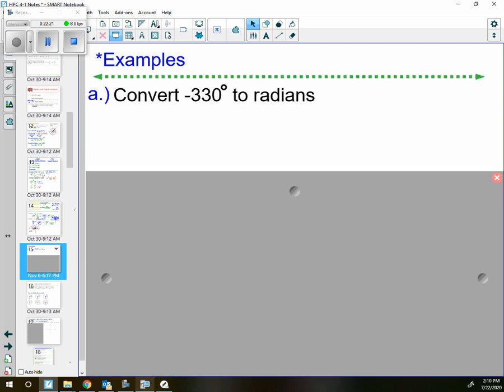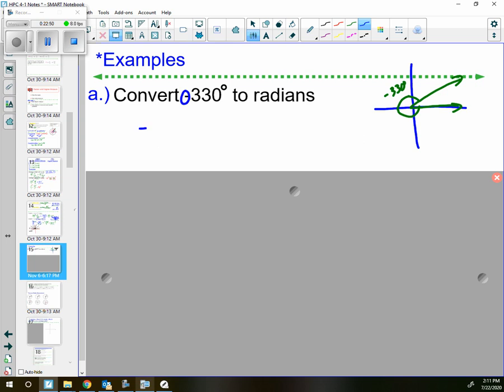If you have a negative angle, remember what that means. It just means you are going clockwise instead of counterclockwise. So negative 330, think about what that would be. You're going down, so that'd be negative 90, negative 180, negative 270, and then we're going to go another 60 degrees, so we'd be here. That's negative 330. If you're negative in degrees, you have to be negative in radians as well. You're still going around in that direction, so this is just the direction. So negative 330 is going to be a negative in radians as well.